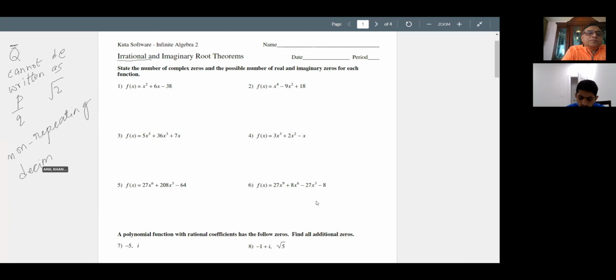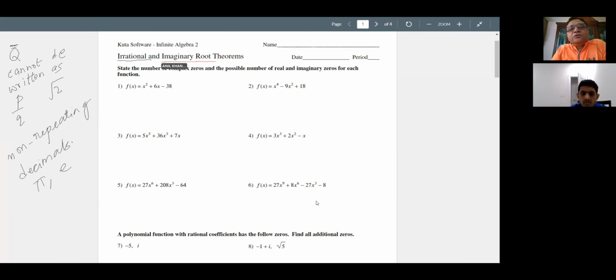Is that clear to you? Yeah. So they are irrational numbers. So when you have square root 2, square root 5, right? Square root 4 is not irrational. Square root 4 is 2, right? So that is rational, right? Pi is irrational, e is irrational. So these are examples of irrational numbers. Is that clear? Yeah.